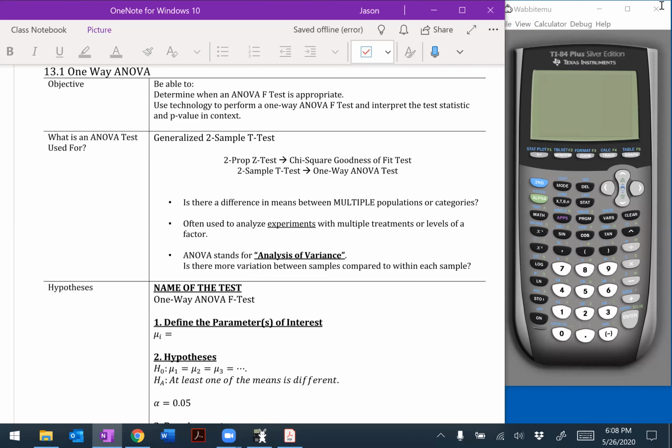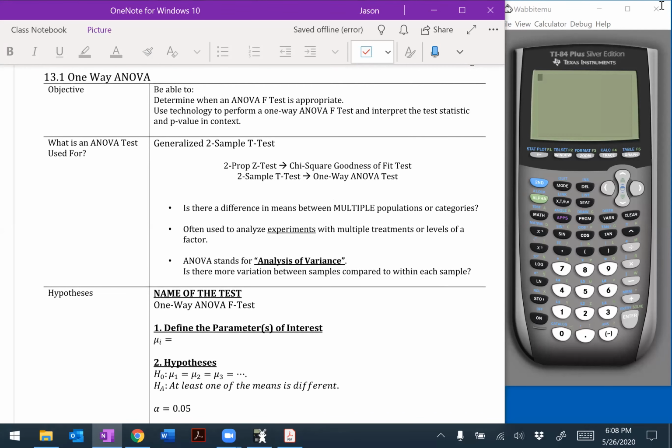Okay, let's talk about one-way ANOVA. One-way ANOVA is the way that we compare multiple averages, multiple means.